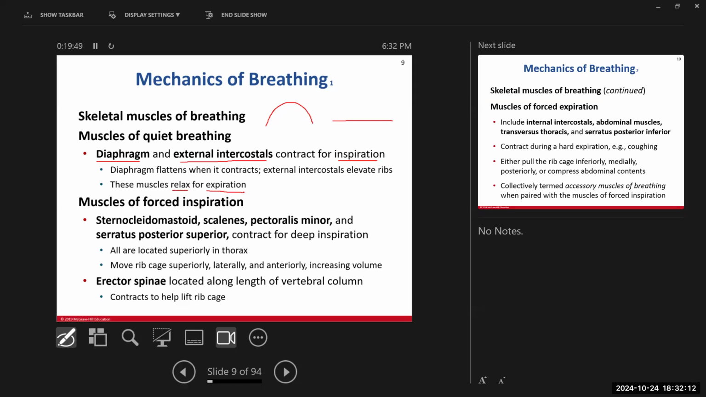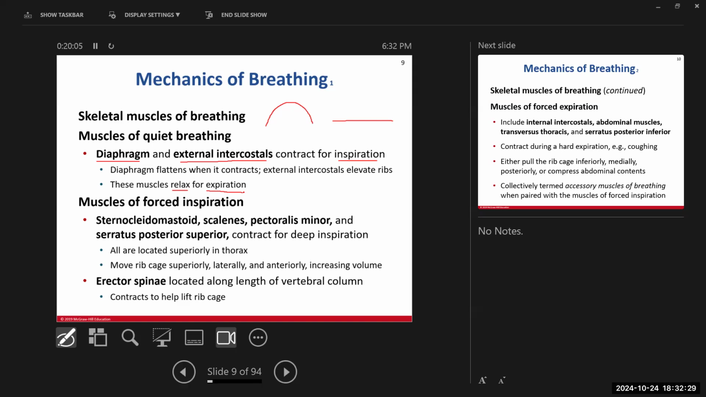Inspiration is going to be active muscle contraction. So that's for quiet breathing. Now, when we're doing forced inspiration, forced breathing, we're going to recruit some extra muscles. And you should know all of those muscles listed up there except for pectoralis minor. You didn't have to know that for 210.